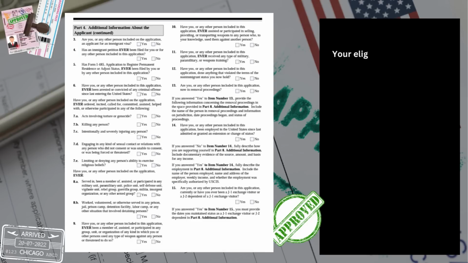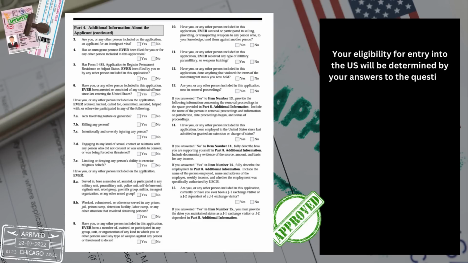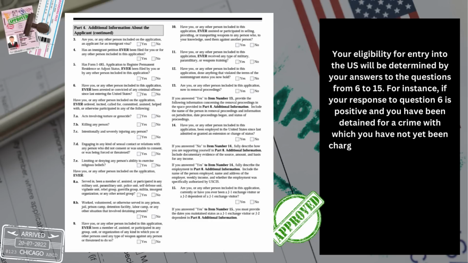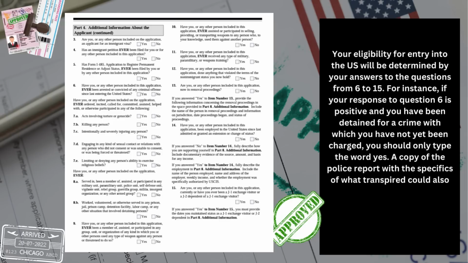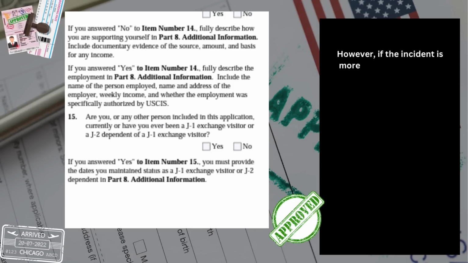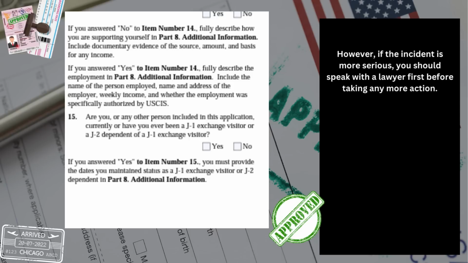Your eligibility for entry into the U.S. will be determined by your answers to the questions from 6 to 15. For instance, if your response to question 6 is positive and you have been detained for a crime with which you have not yet been charged, you should only type the word yes. A copy of the police report with the specifics of what transpired could also be sent. However, if the incident is more serious, you should speak with a lawyer first before taking any more action.